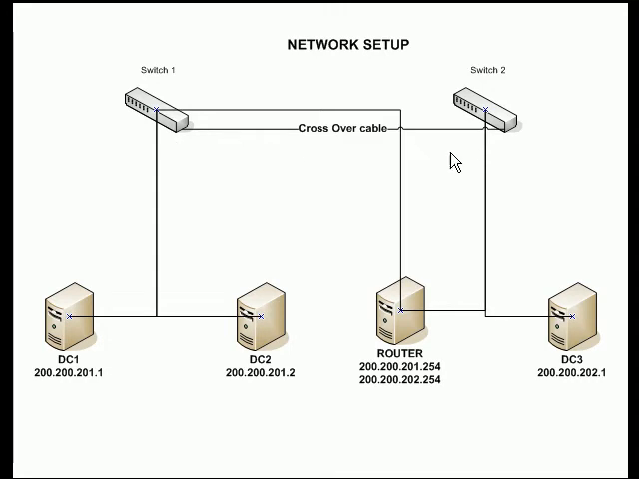Once this connectivity is done, then you should be able to go to DC1 and DC2 and be able to ping each other. And from DC1 and DC2, you should be able to ping the router. The default gateway of these servers will be 201.254, so you should be able to ping that particular interface. And then DC3, you should be able to ping from DC3 to 202.254. Okay, so let's check this out.